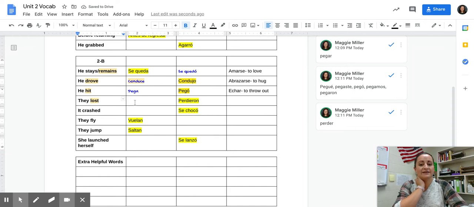Present tense, they lose. Now, in present tense, perder does have a stem change. In the present tense, it has an E to IE stem change. So they lose will be what?